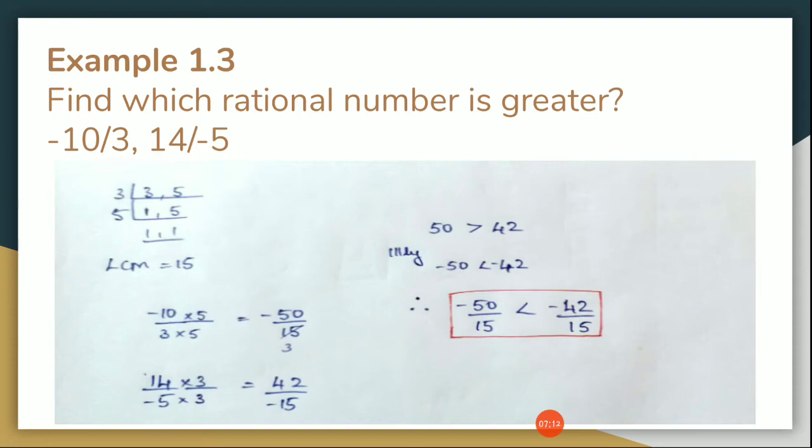Then you can directly compare. Since the denominators are same, you can directly compare the numerators alone. First you consider it as a positive number. 50 is greater than 42, right? But here the answers we got are minus 50 and minus 42. So when both the terms become negative, it will just become the opposite. So minus 50 is lesser than minus 42. So you can arrive at the final answer.